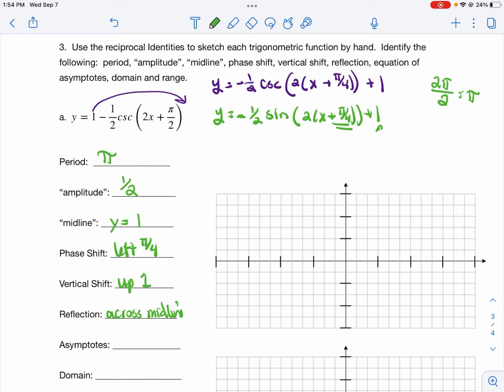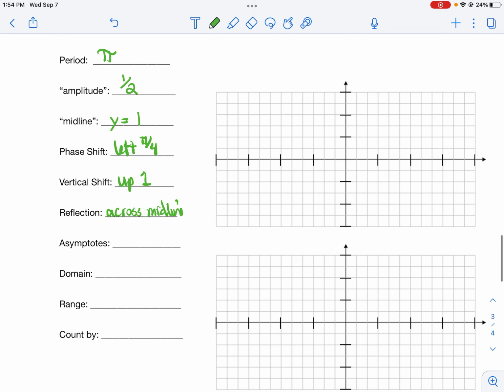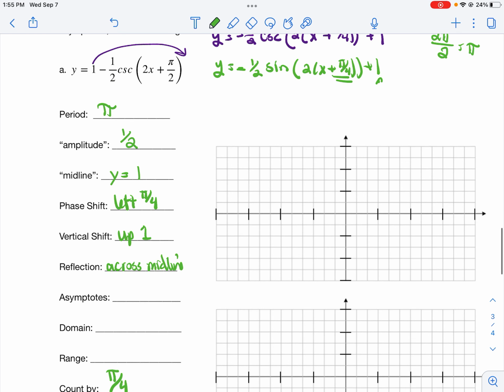All right, we'll deal with the domain and range later. For the count by, I could take my period and divide by 4. So it's just pi over 4. So on my scale here, I'm going to have pi over 4, pi over 2, 3 pi over 4, and pi. All right, and then I'm going to just count by ones. It should still all fit.